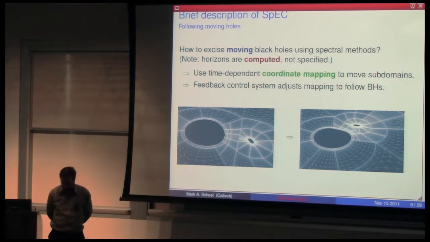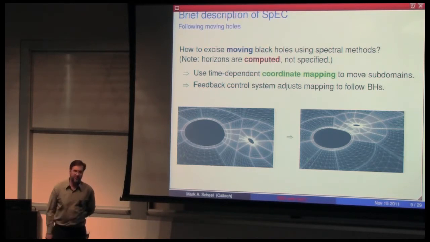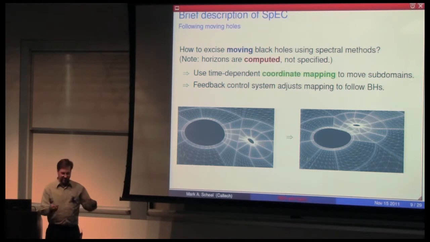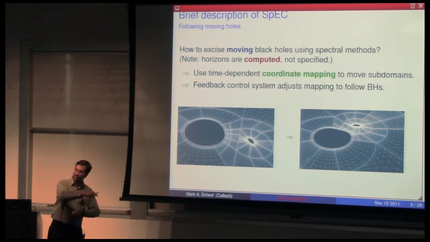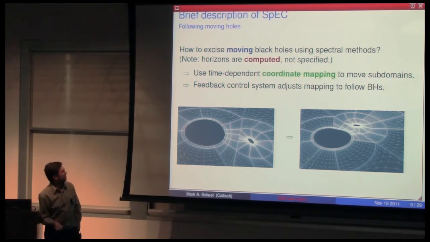So one thing that we had to deal with, and we still have to deal with, is how to excise moving black holes using spectral methods. Spectral methods are set up in such a way that you have to choose your domain first, and it's very difficult when your black holes are moving around to then keep on choosing different domains as you go. Well, what we do is we don't choose different domains as we go.